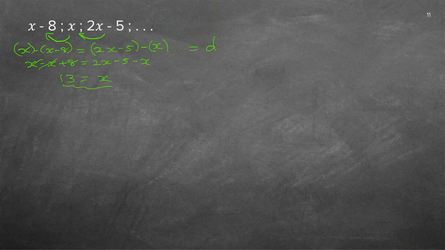Now, once I've found my x, let's just see the question. They first only said find x. So they didn't even ask you to write the sequence. But the next question, they asked you to find the general formula. And if I don't have my sequence, I can't find the general formula. So I'm just going to write down 13 minus 8 is 5. 13. 2 times 13 is 26 minus 5 is 21.